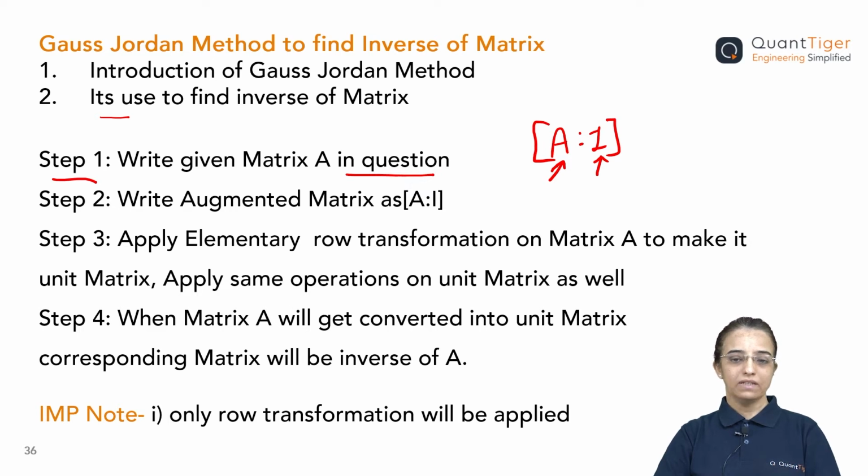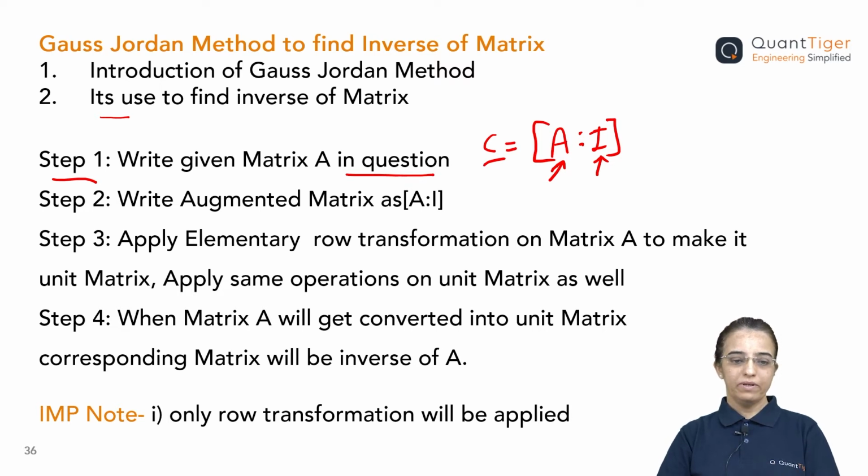This unit matrix will be of the same order as A; the order of the unit matrix depends on the order of the given matrix. So A, then in between we write a colon, and then I, where I is nothing but a unit matrix, and its order depends on the order of the given matrix. This is nothing but your augmented matrix.